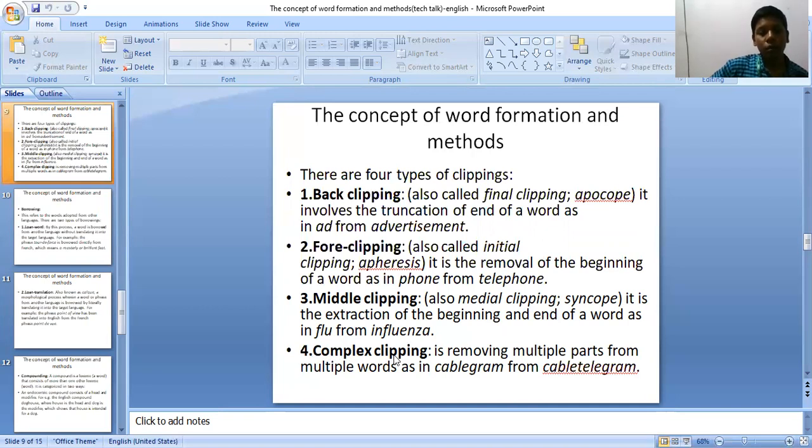Fourth one is complex clipping. Complex clipping is removing multiple parts from multiple words, as in cablegram from cable telegram.